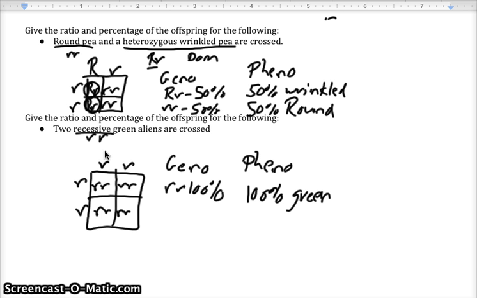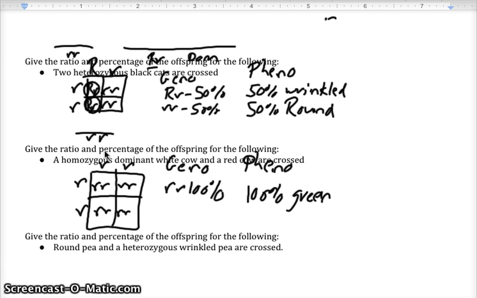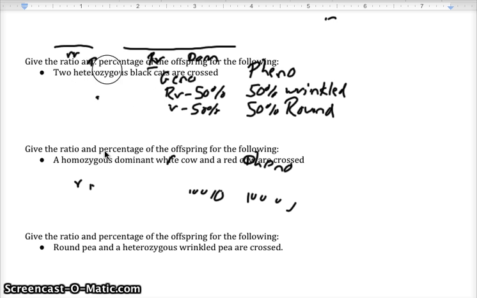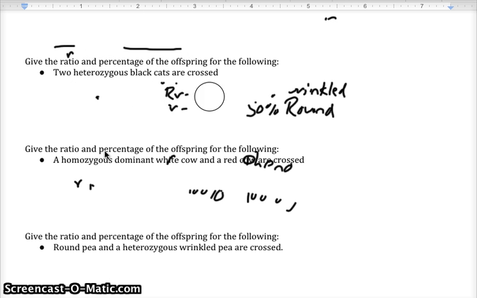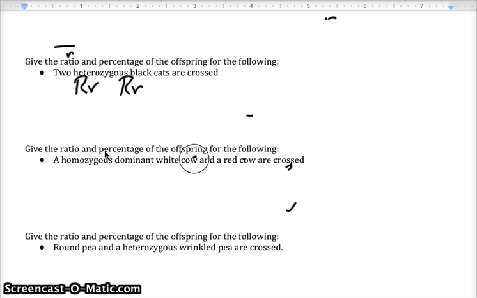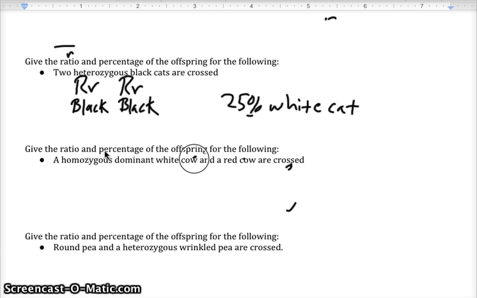All right, one quick thing before I stop. If I go back up here to the heterozygous ones, this, two heterozygous people, is a special case that they like to harp on over and over again. If you noticed, with the two heterozygous black cats, they were both black. But remember when we did it, they could have a 25% chance of having a white cat. So they like to harp on that. Whenever there's two heterozygous involved, there's always still a possibility of having the recessive trait.